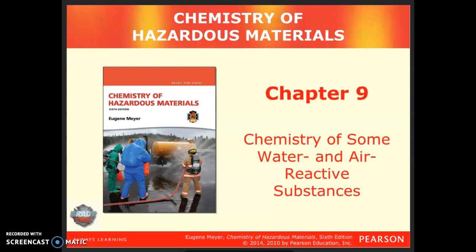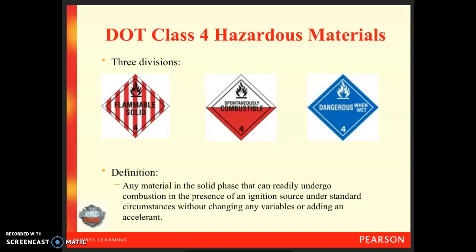In this video, we'll be talking about the next chapter, chapter 9, which is the chemistry of some water and air reactive substances. Like the previous chapter, this will be split into 4 pieces, and so this is the first of those 4 pieces. Now, when we talk about water and air reactive substances, what we're really getting into for the most part are these, your DOT Class 4 hazardous materials.